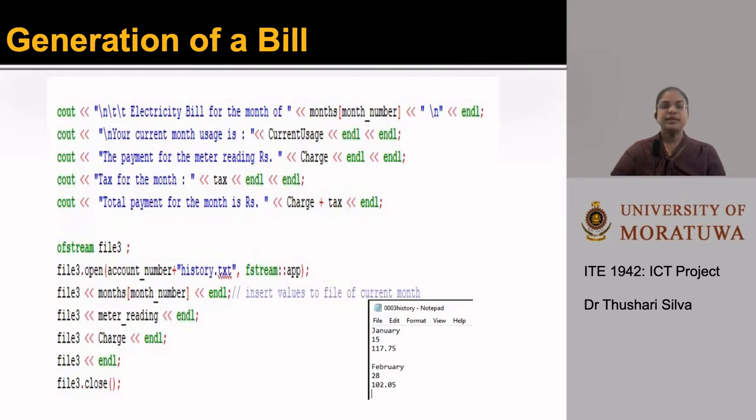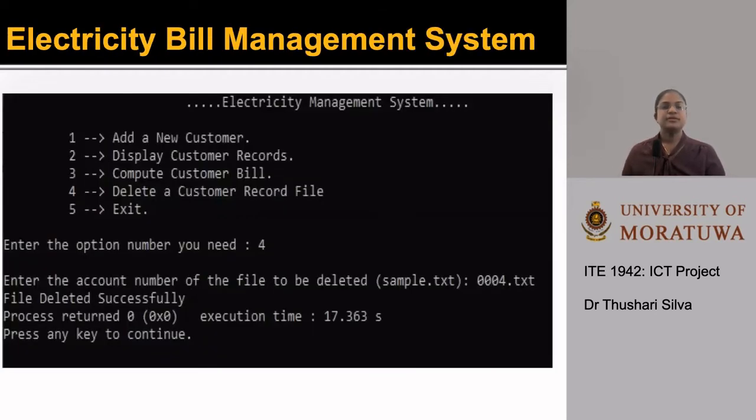So you will see that when you press number 4, what will happen? You can delete a customer record. So if you want to see what the customer number is, you can enter the customer number and find it out and delete the file from your disk.